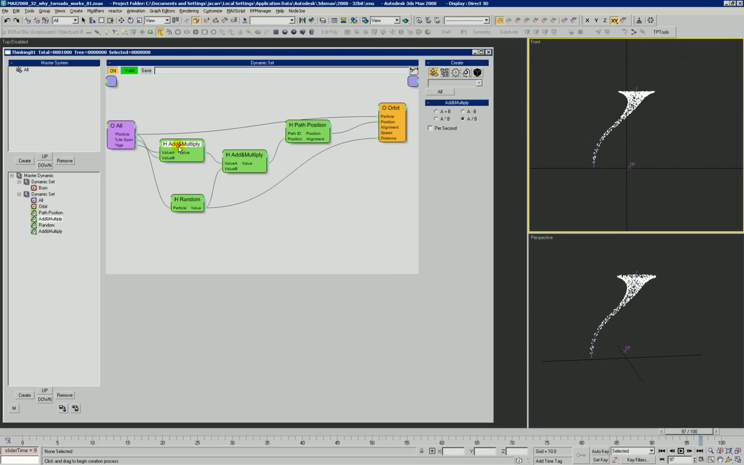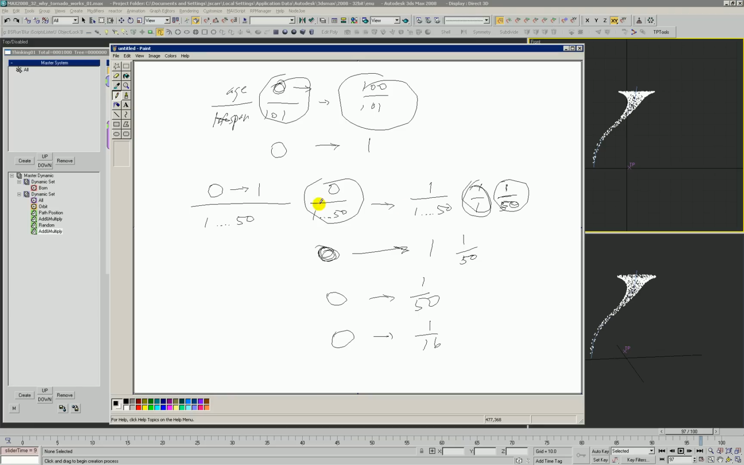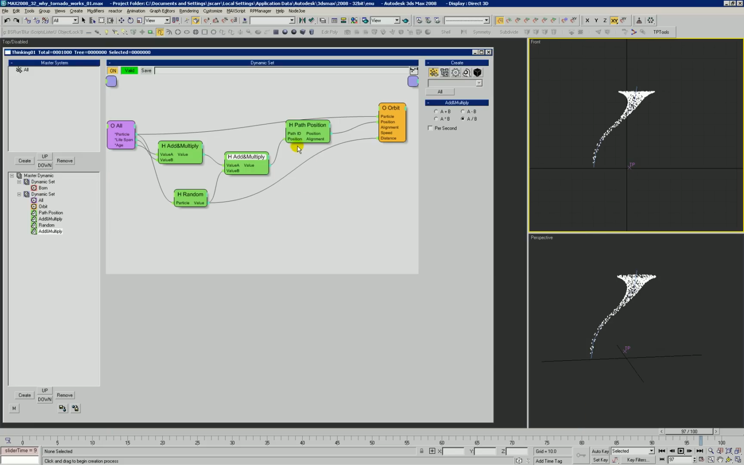So it's really all driven by this 0 to 1 over lifespan, but then that's being further modified with the 0 to either 1 or 0 to 1/50th to control the path position right there. So that's about it.